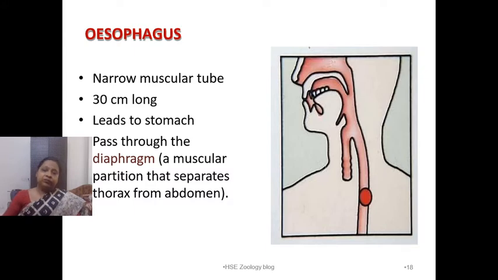Fine, in this diagram again you can see this clearly, pharynx you can see, right, then the windpipe and then the food pipe.